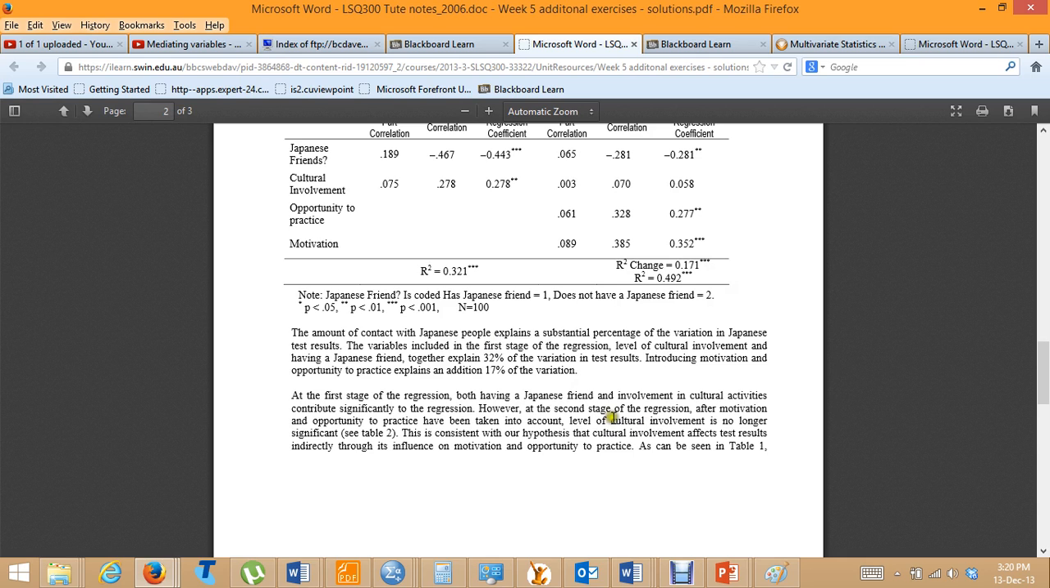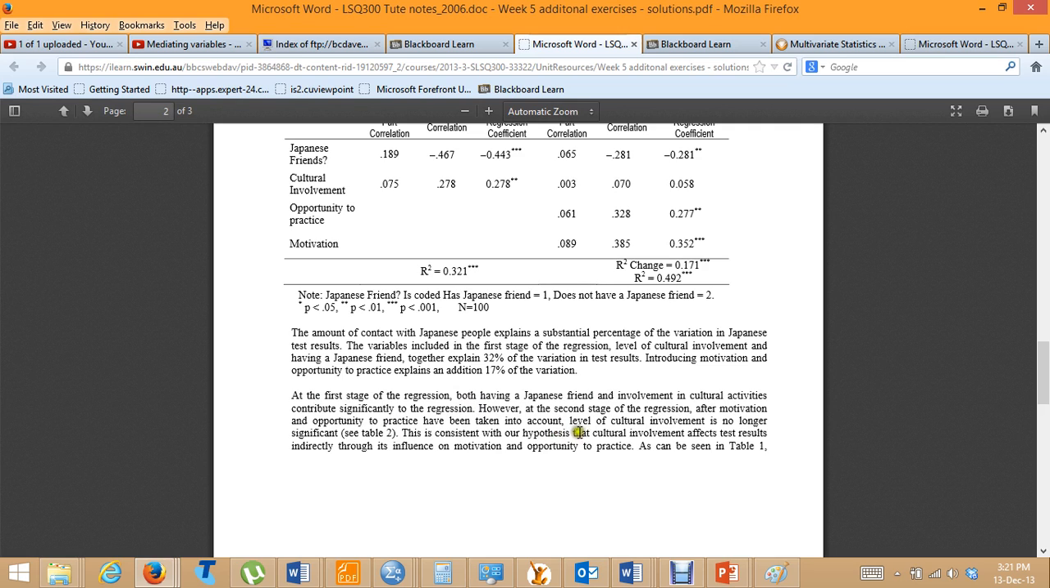And then after that, you need to start thinking about the hypotheses and when you compare the results in table 1 and 2, what that is telling us about the specific hypotheses. So we're interested in whether the relationship between the variables entered at stage 1 and the DV differs once the variables entered in stage 2 have been added. So at the first stage of the regression, both having a Japanese friend and involvement in cultural activities contribute significantly to the regression. However, at the second stage of the regression, after motivation and opportunity to practice have been taken into account, level of cultural involvement is no longer significant. So we're going to discuss level of cultural involvement first.